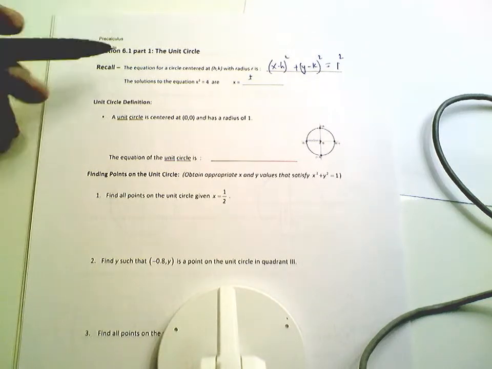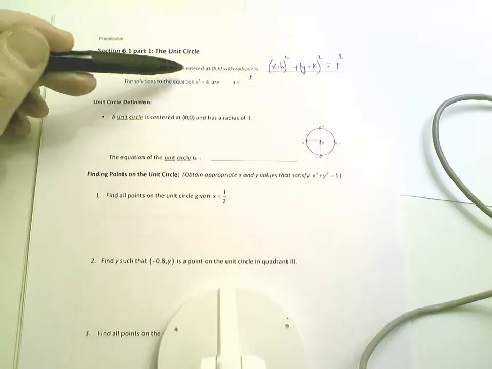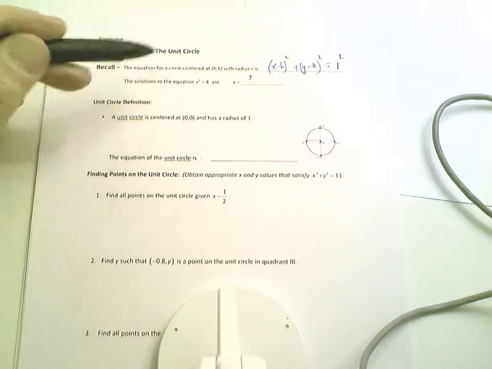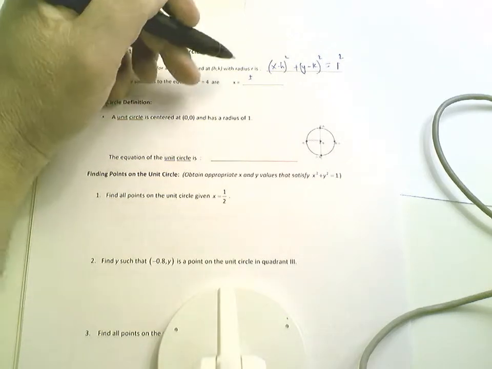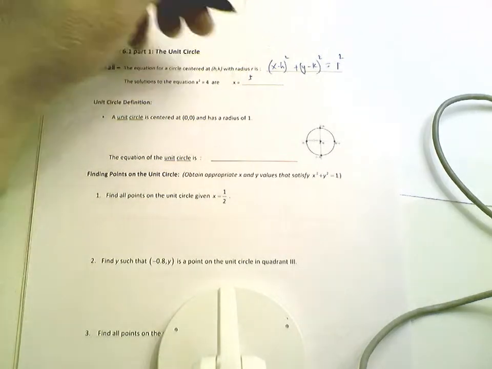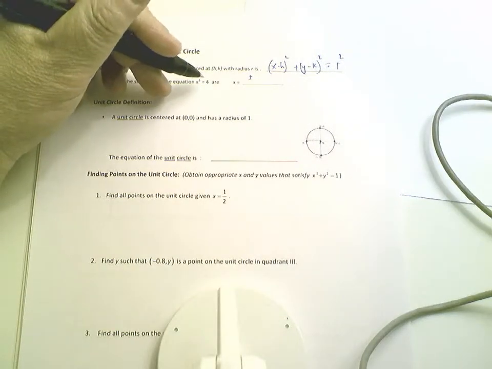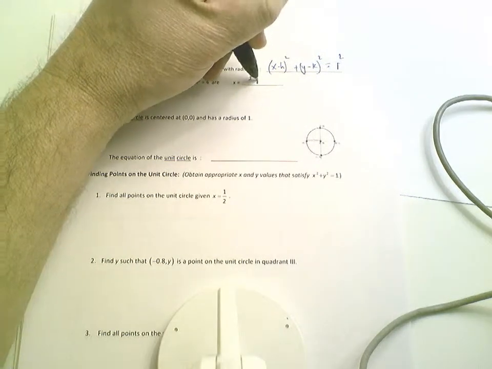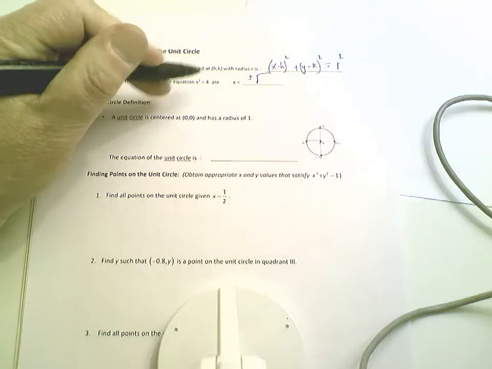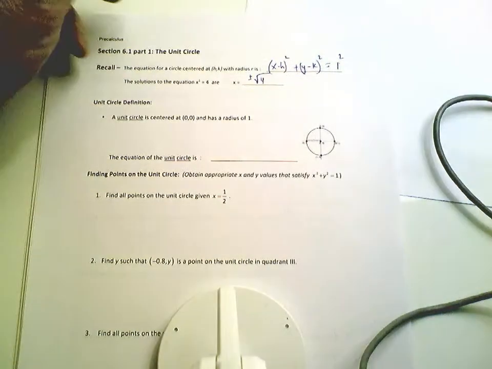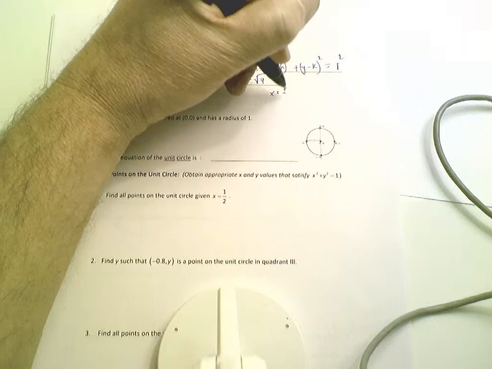And one other review piece to remember, the solutions to the equation x squared equals 4 are x equals plus or minus. When you're solving for a variable and you're taking the square root, you need to have the plus or minus. So x equals plus or minus the square root of 4. X will equal plus or minus 2.